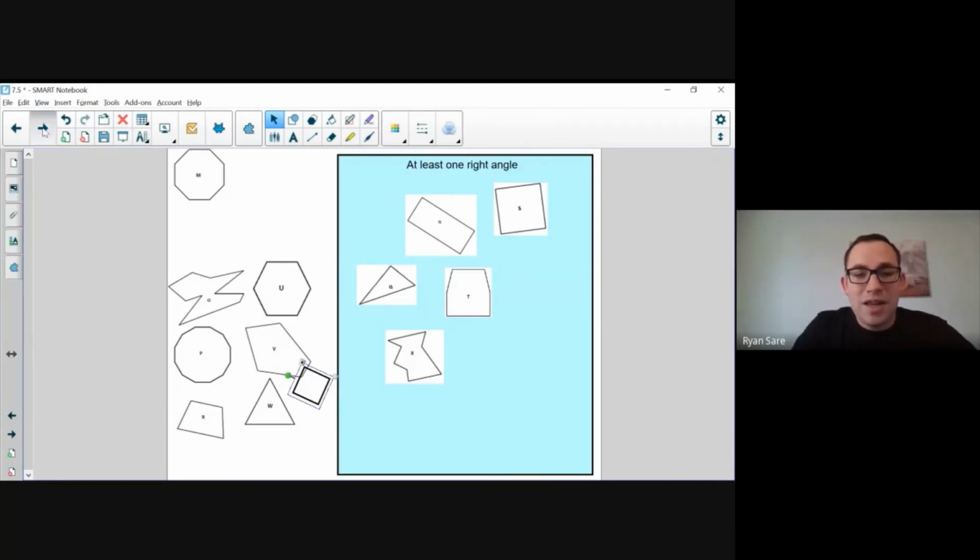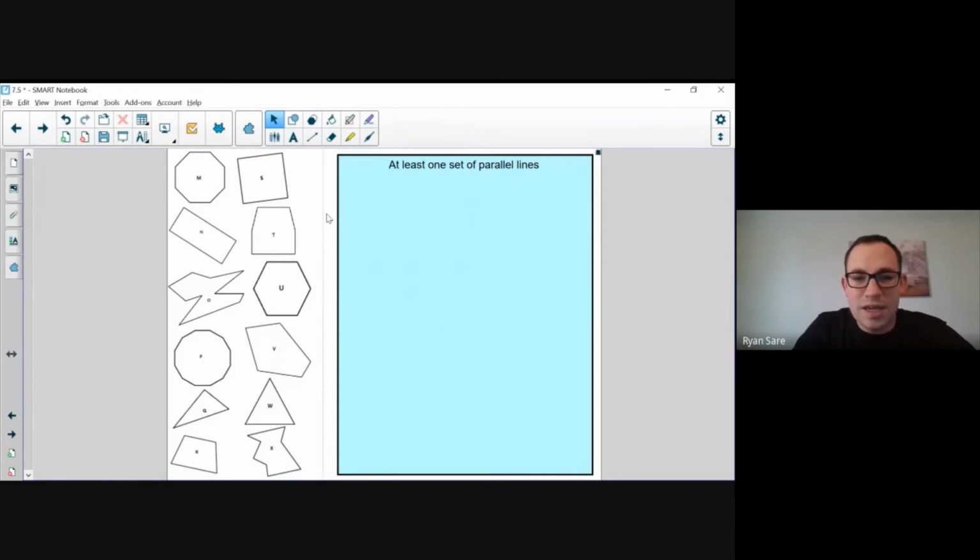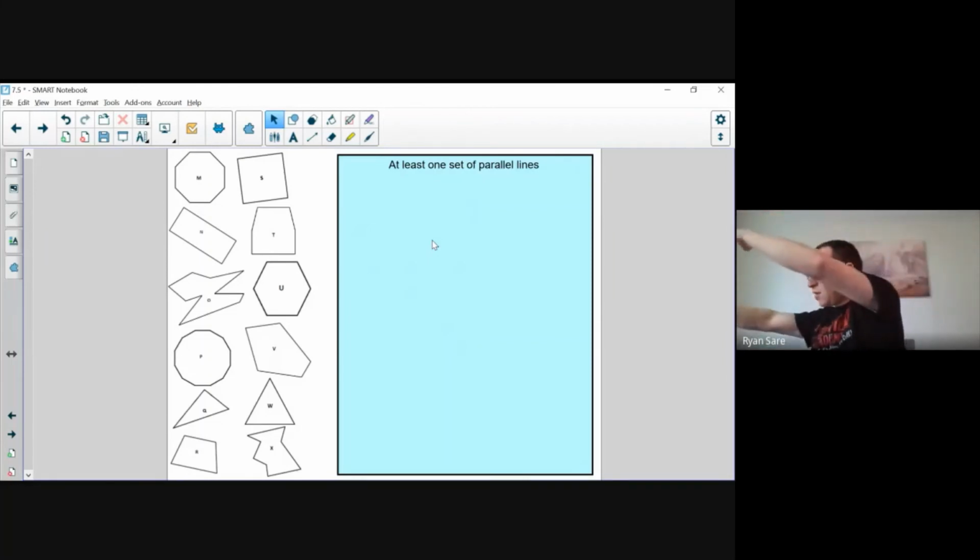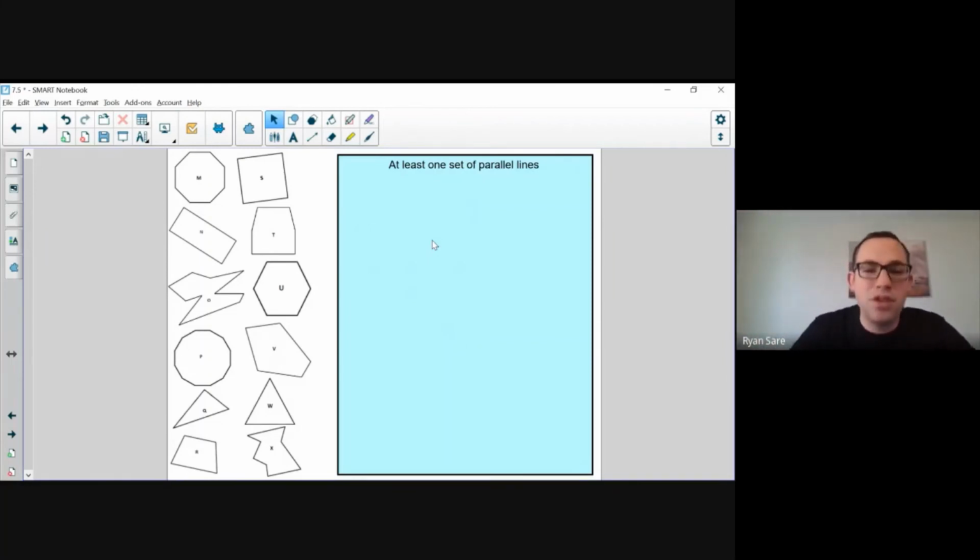So let's go look at our last attribute for today. We're looking for at least one set of parallel lines. Now this one we're just going to try to eyeball. We want to remember, what is a parallel line? It means that the opposite sides from each other would continue going forever without touching. If we just drew lines forever and ever, we're looking for at least one set.